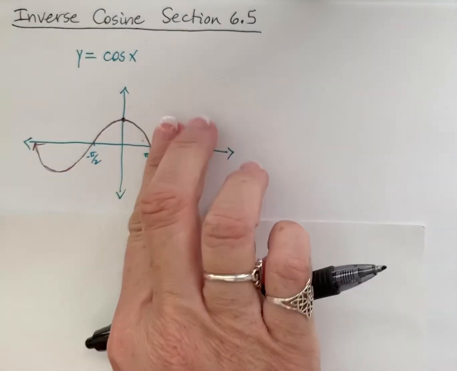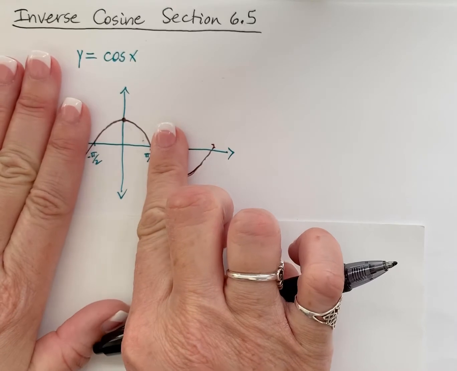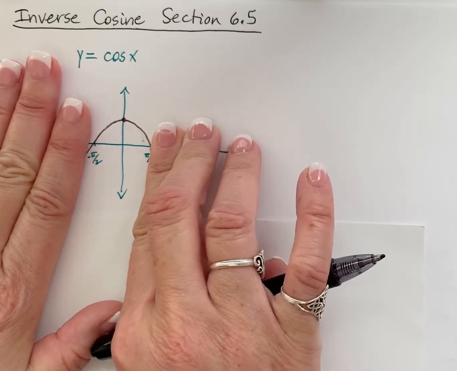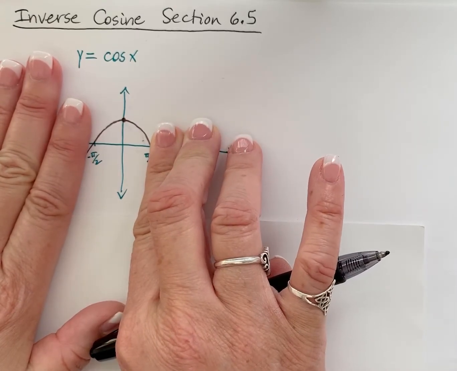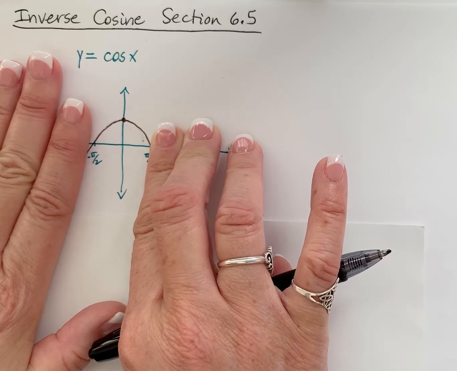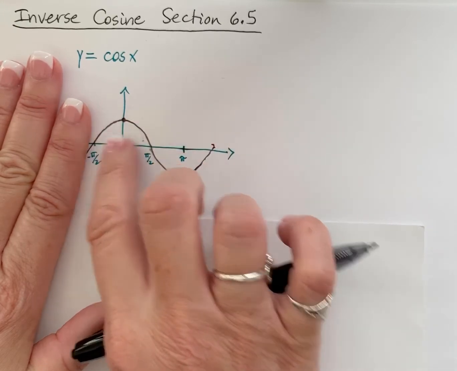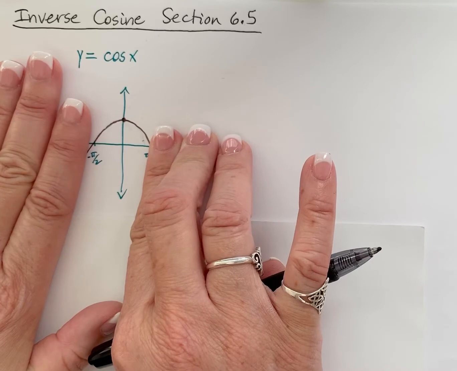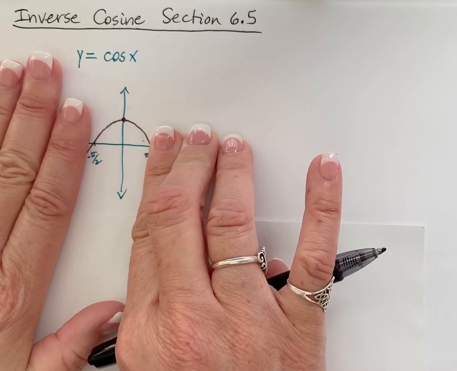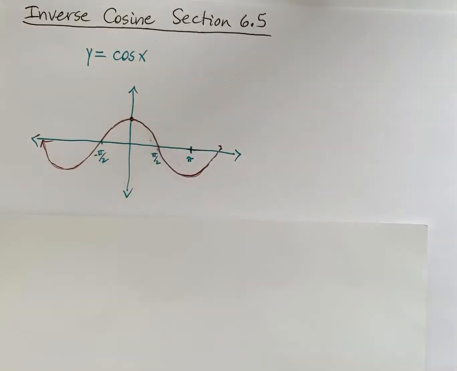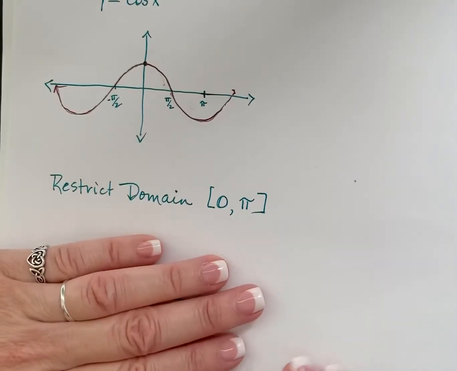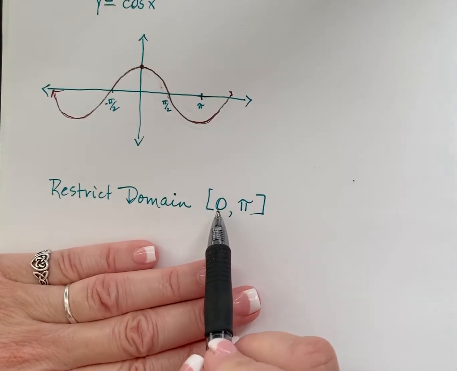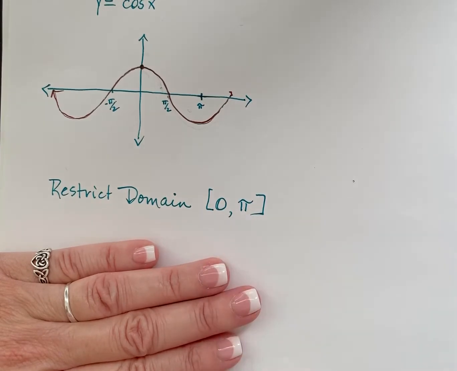If we restrict the domain between negative pi over 2 and positive pi over 2, it's still not going to be a one-to-one function. You can see it fails the horizontal line test. If I draw a horizontal line, it'll hit at more than one point. So we're going to restrict the domain in a different way. The way we're going to do it is we're going to restrict it from 0 to pi.